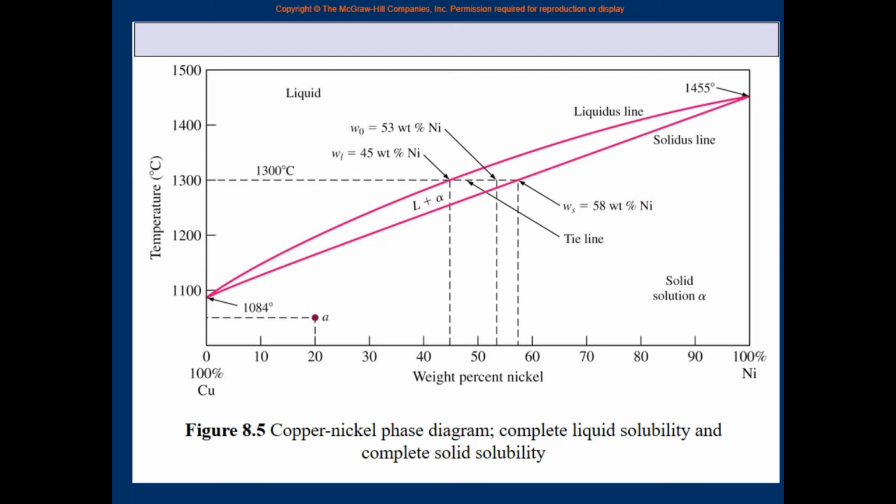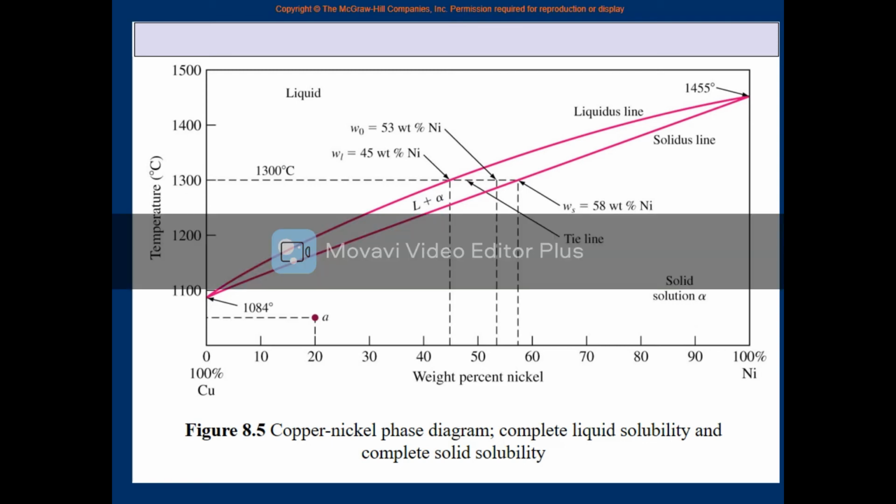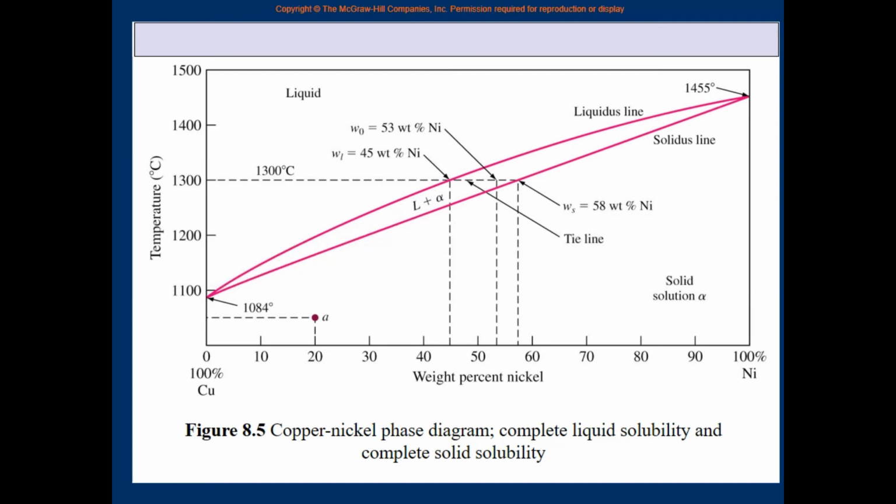So this is the great advantage of a phase diagram, that if a phase diagram is there, then for any given composition of the alloy, any 20% nickel, 80% copper, 70% nickel, 30% copper, any composition of the alloy and any given temperature that we want to find out.